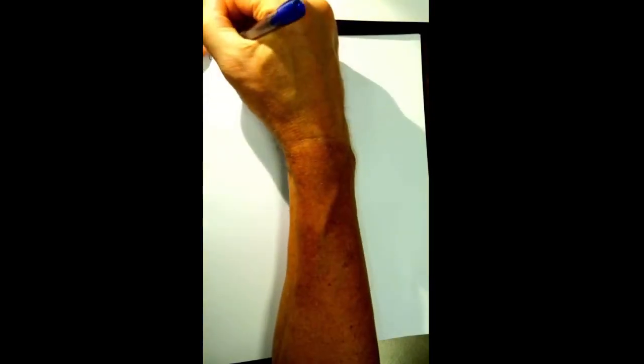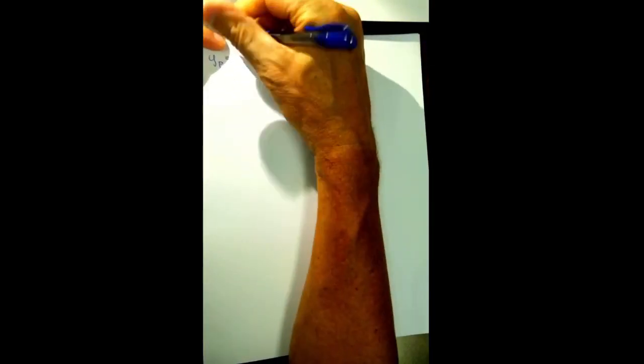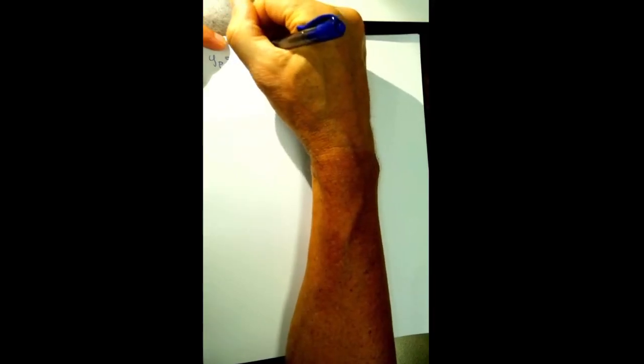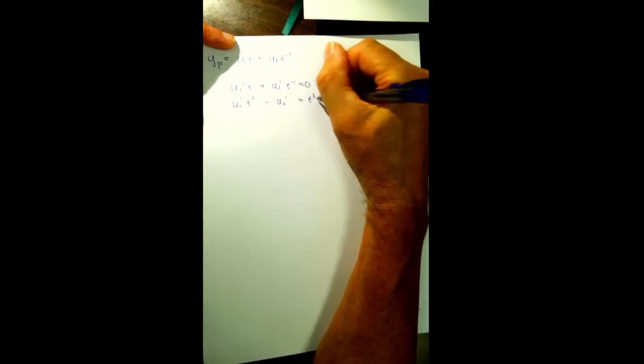Let's rewrite all that. So I had my particular solution is u1t plus u2t to the minus 1. My homogeneous solution was c1t plus c2t to the minus 1. My two equations now are u1 prime t plus u2 prime t to the minus 1 is 0. And I just found that u1 prime t squared minus u2 prime is t squared e to the t. This has worked out well so far. I'm going to solve that for u2.